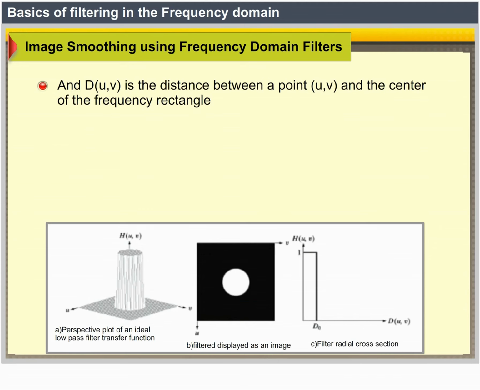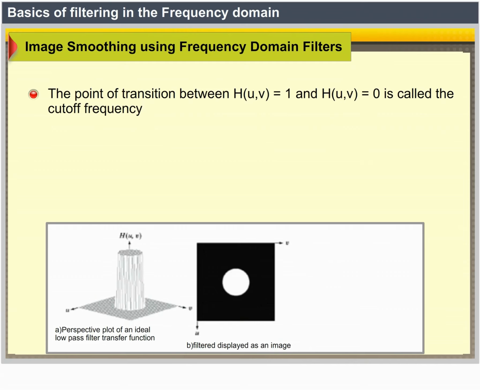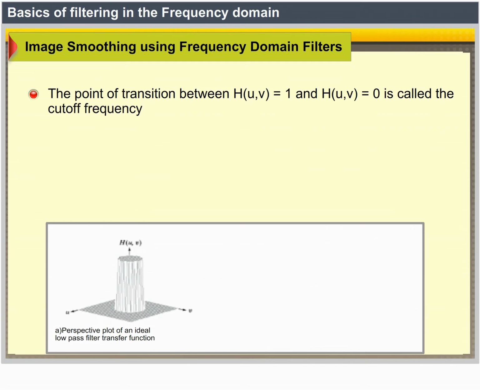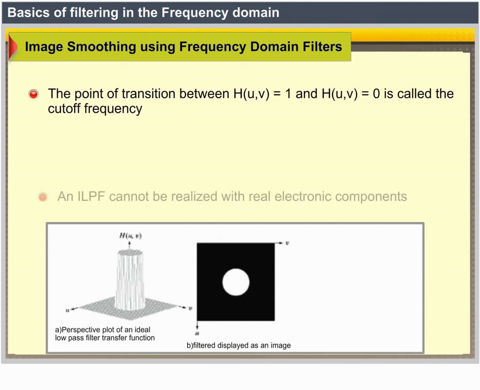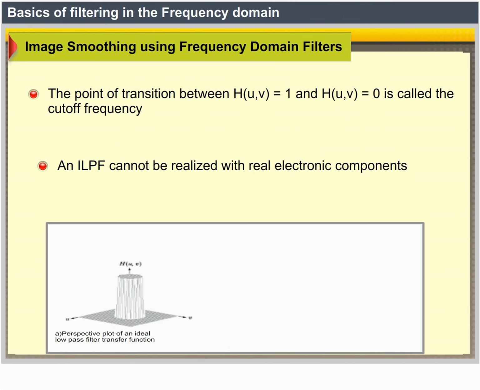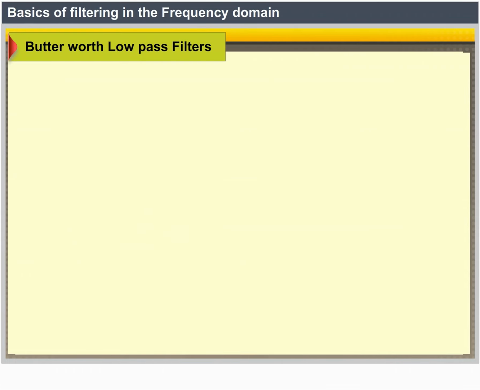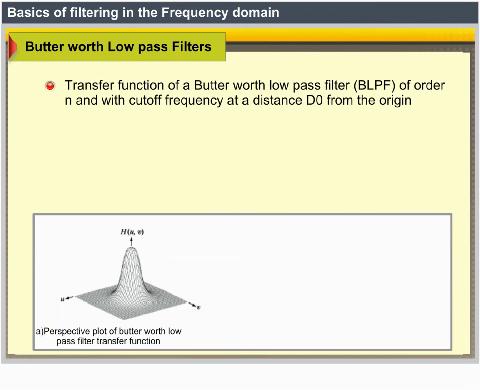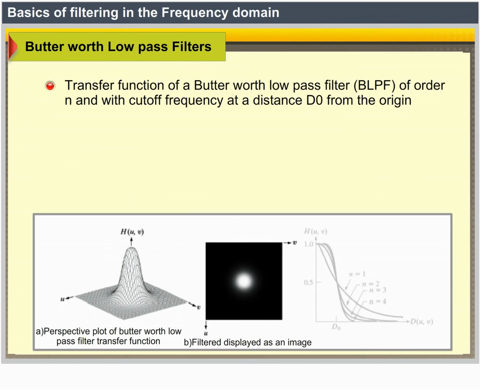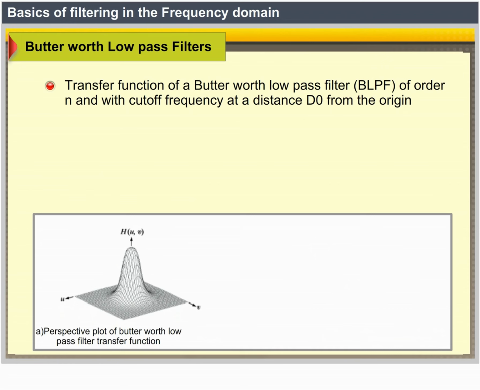The point of transition between H of u, v equals 1 and H of u, v equals 0 is called the cutoff frequency. An ILPF cannot be realized with real electronic components. Butterworth low-pass filters: the transfer function of a Butterworth low-pass filter, BLPF, of order n and with cutoff frequency at a distance D0 from the origin. The equation can be seen on screen.